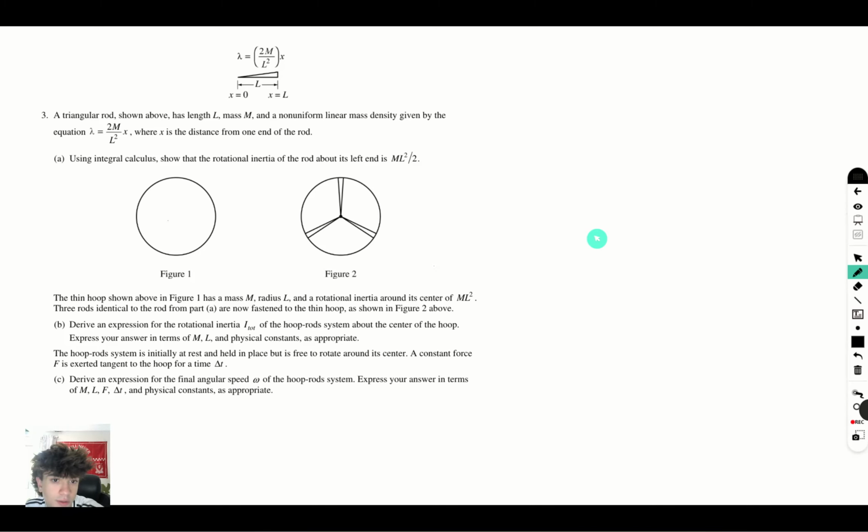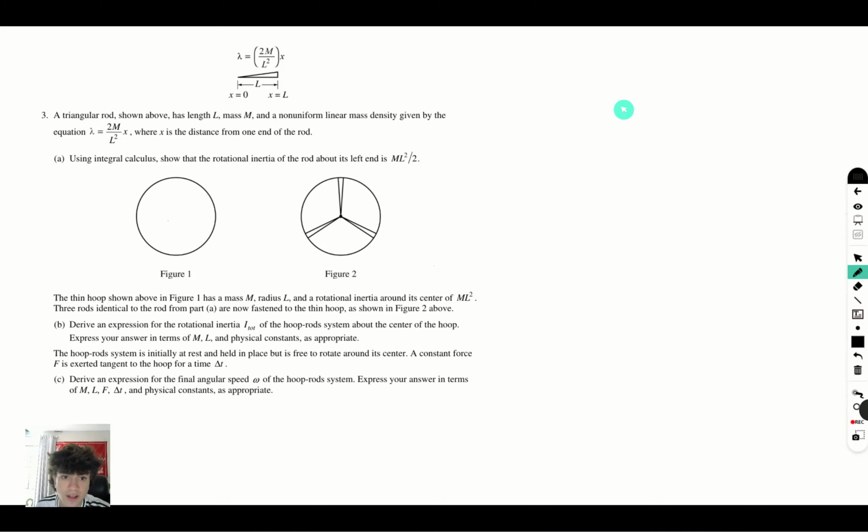The triangular rod shown above has length L, mass M, and a non-uniform linear mass density given by the equation lambda equals 2M over L squared times x, where x is the distance from one end of the rod. Using integral calculus, show that the rotational inertia of the rod about its left end is ML squared over 2.